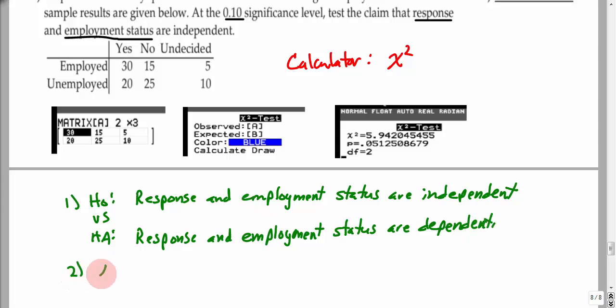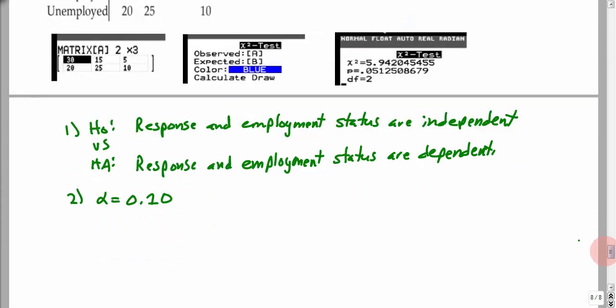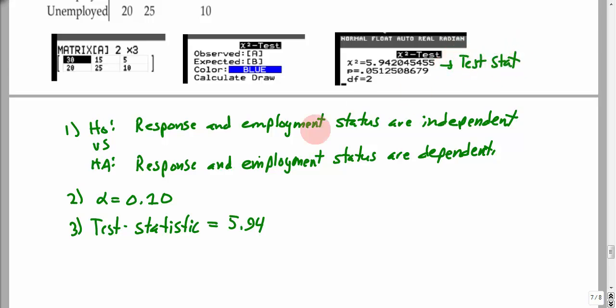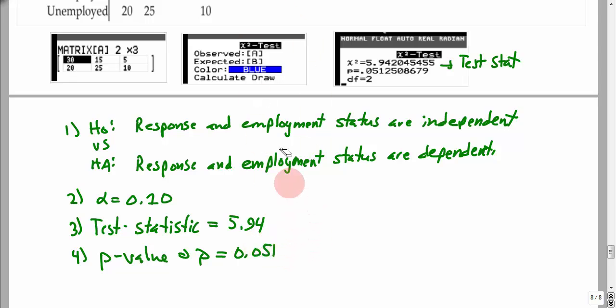Okay, the second step, alpha, was given to us as 0.10. Next thing we have then is our test statistic. I'm going to use the p-value approach here. And our test statistic is equal to 5.94. So right here, this is my test stat. Step 4 is my critical value. Sorry, that's not right. Is my p-value. So in this case, p is equal to 0.0512 or 13, I guess, if we want to round that up. That's my p-value.